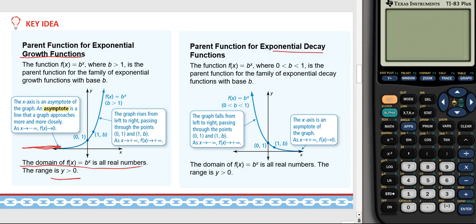On the right side, we have an example of a decay function. Our b value then has to be between 0 and 1. It still has that asymptote that impacts our range. So again, domain is all real numbers. Our range is y is greater than whatever that asymptote is, in this case 0.